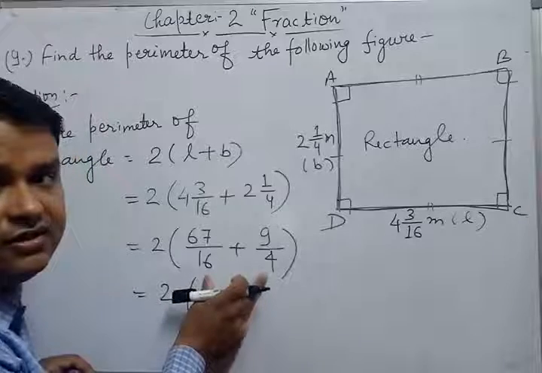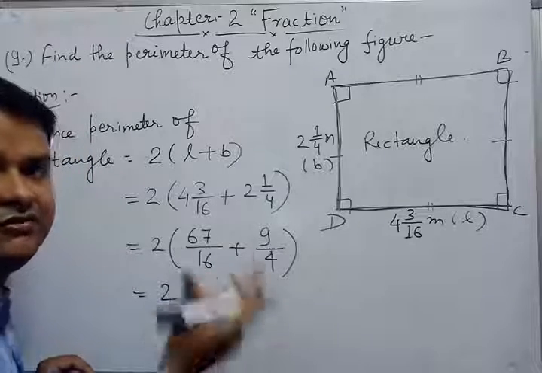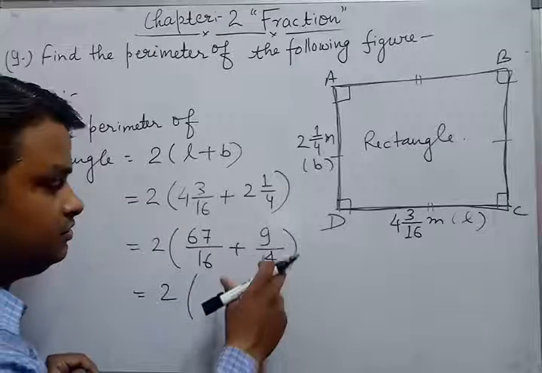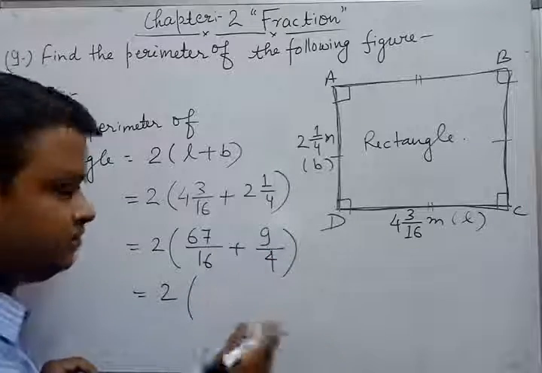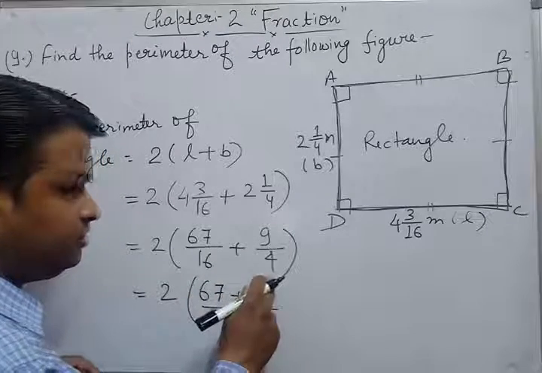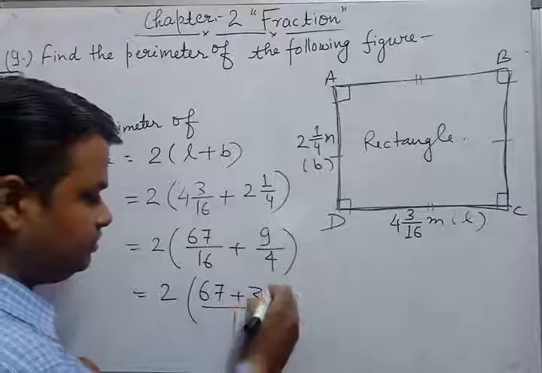So what is the LCM of 16 and 4? It is very easy, because in the table of 4 we will get 16, because 4 4s are 16. So this is the LCM. 4 4s are 16 and 4 9s are 36.